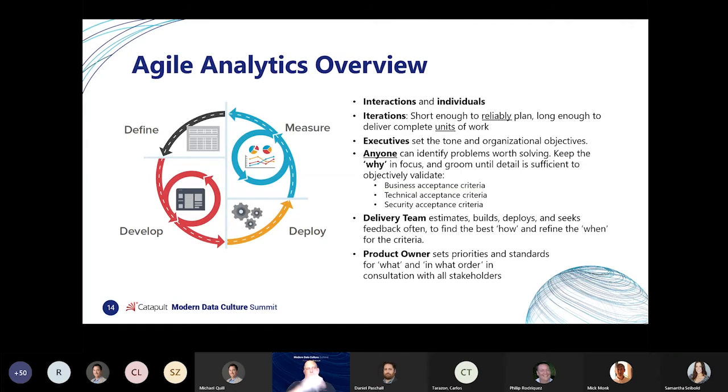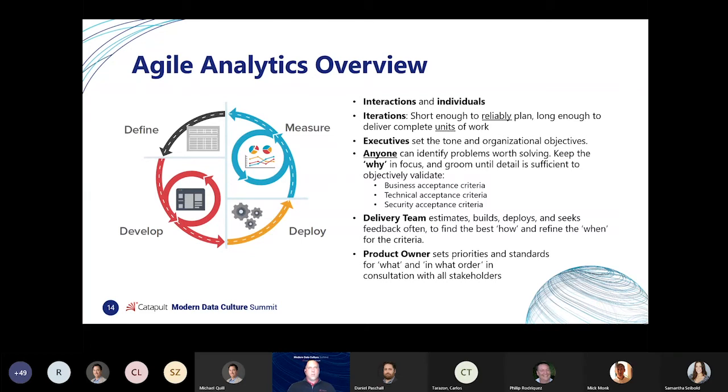What you see here is a circle representing an iteration. So let's say our MVP project is 2 to 3 months, we think. We want these iterations to be short enough to reliably plan, because people are pretty good at planning and delivering discrete outcomes over a relatively short period of time. And we want it to be long enough to deliver complete units of work.